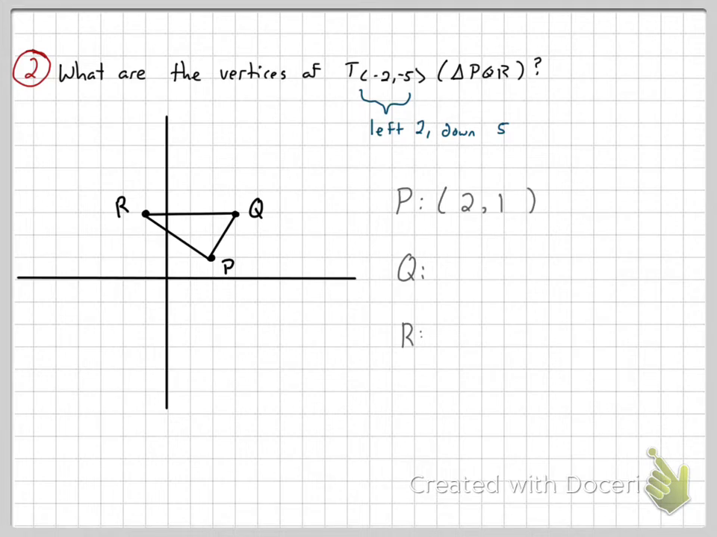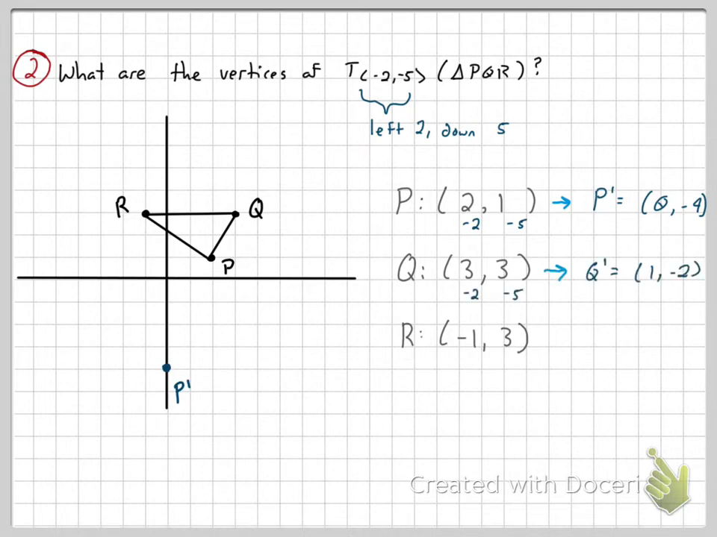I'm going to write out all my original coordinates, so P's at (2, 1), Q's at (3, 3), and R's at (-1, 3). If I want to move left 2 and down 5, I'm taking the x-coordinate and I'm subtracting 2, and I'm taking the y-coordinate and I'm subtracting 5. So my resulting image, P', would be at (0, -4). So I'm going to plot that. Q' would be at (1, -2). And R' would be at (-3, -2).